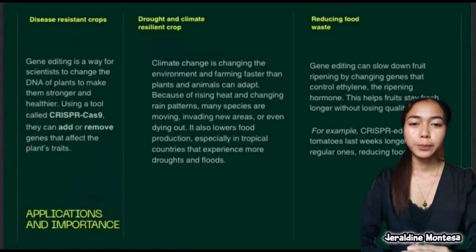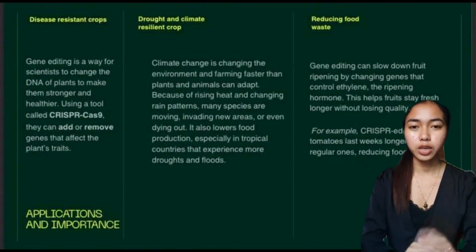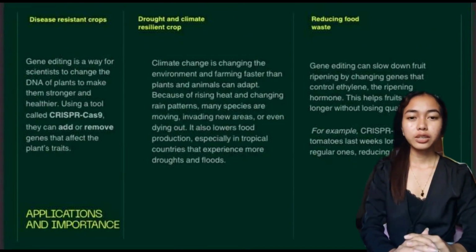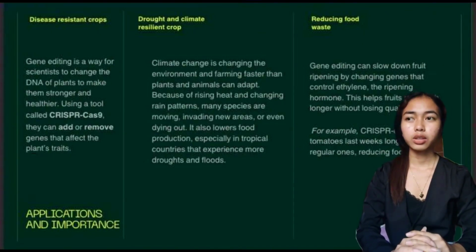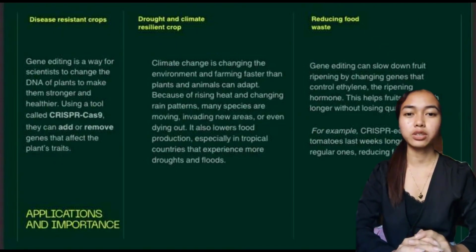So let's proceed to importance and applications of gene editing. So in disease-resistant plant crops, this helps protect the plants from diseases such as bacteria, fungi, and viruses. So farmers can grow better crops with fewer losses. So in drought and climate-resilient crops, in relation to climate change, CRISPR-Cas9 helps create crops that survive drought, heat, and other effects of climate change. Other than CRISPR-Cas9, we also have a tool like MAB, or Marker-Assisted Breeding, which uses DNA to identify genes for drought or other effects of climate change.